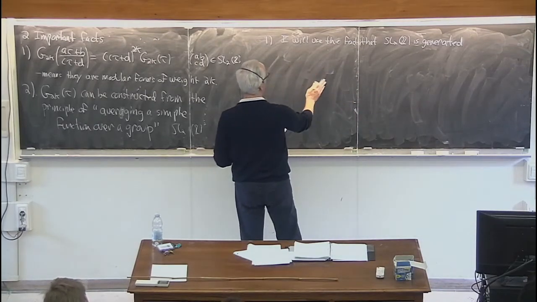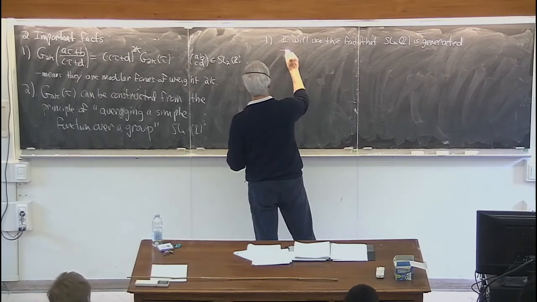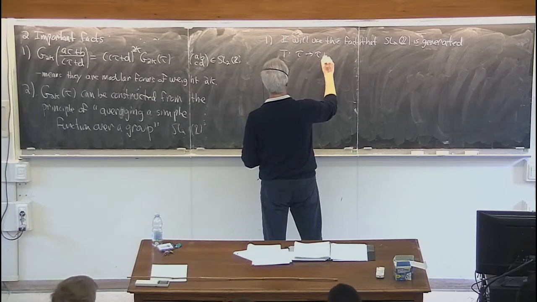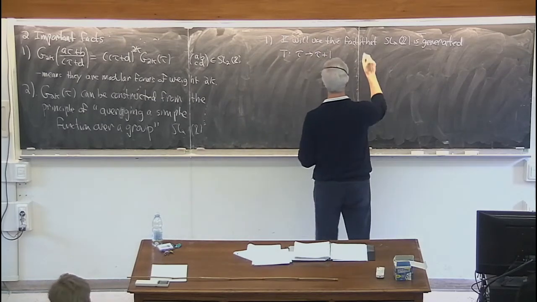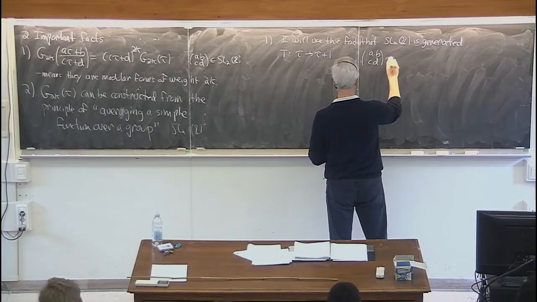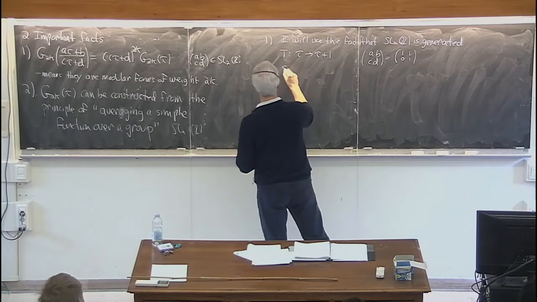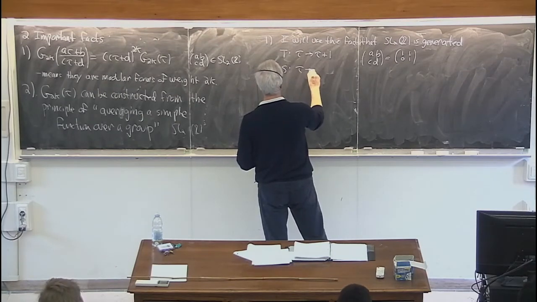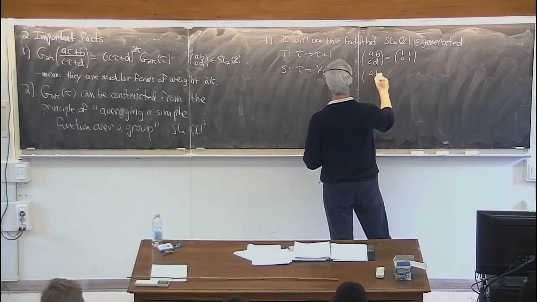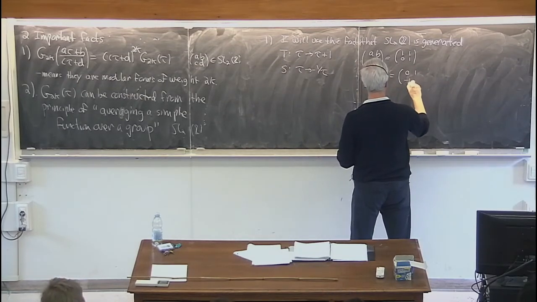So I'm not going to prove this, but I'm going to use the fact that SL2Z is generated by two transformations, one that's usually called T, which takes tau to tau plus 1, or in terms of a 2x2 matrix, it's 1, 1, 0, 1. And the other transformation is S, which is tau goes to minus 1 over tau, or in terms of a 2x2 matrix, you can take it to be 0, 1, minus 1, 0.